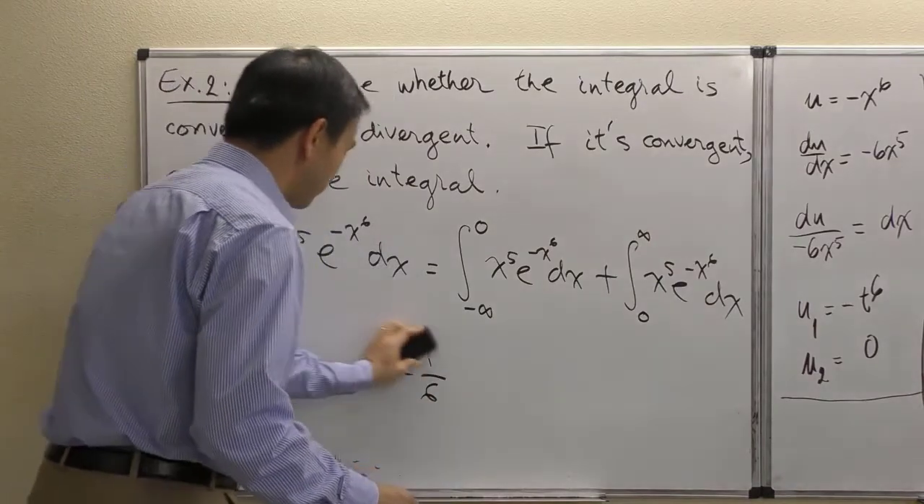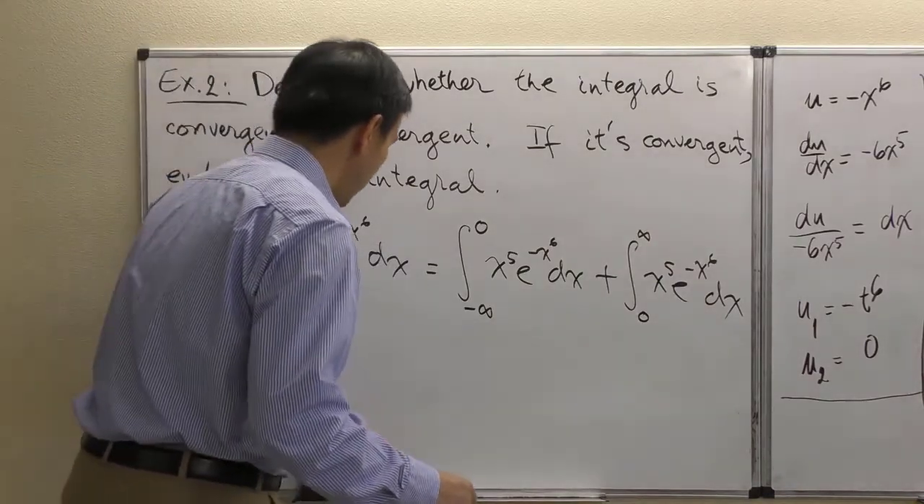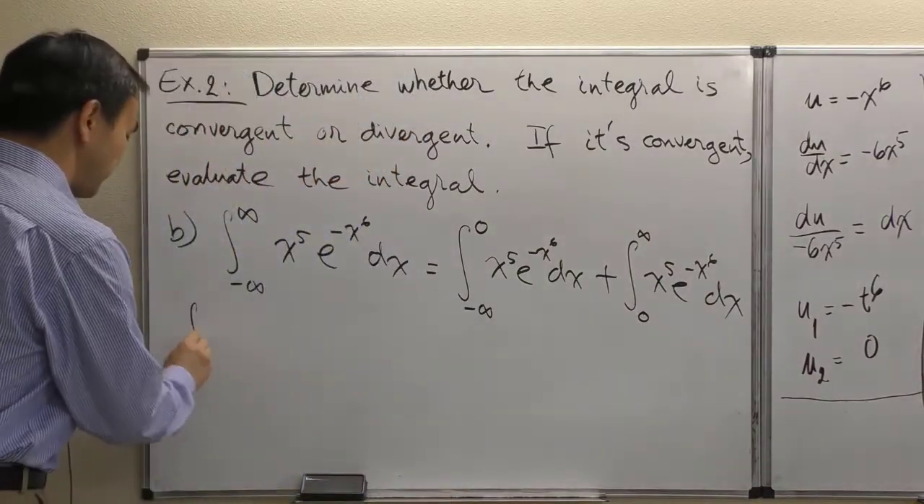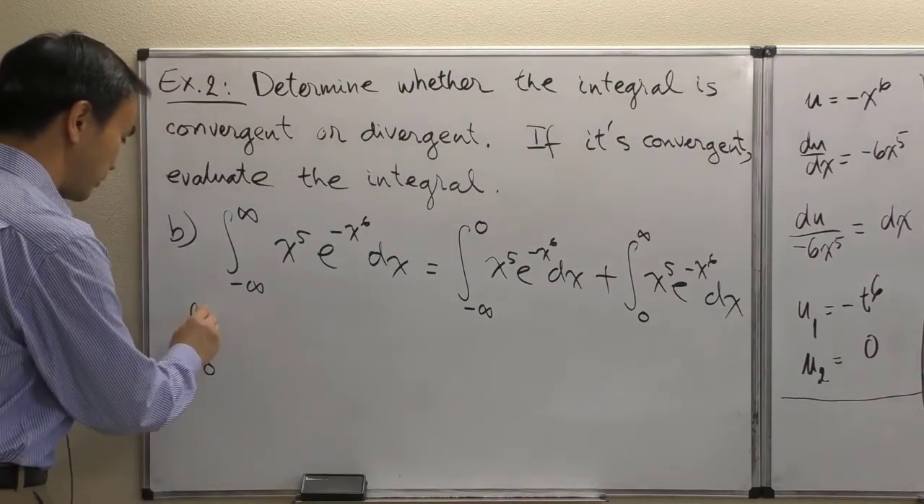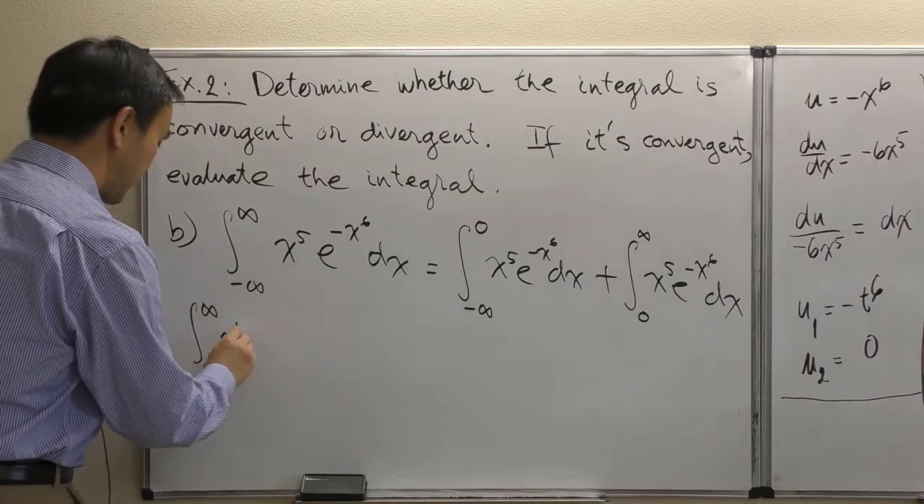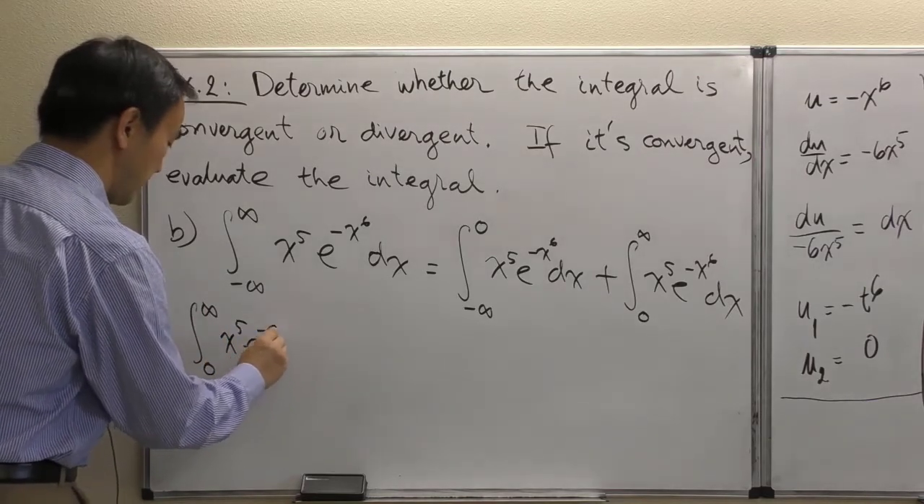And so now I'm going to start getting on that improper integral from 0 to infinity. x to the 5th, e to the minus x to the 6th.